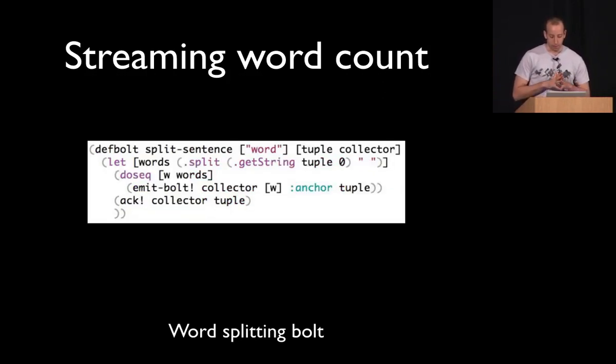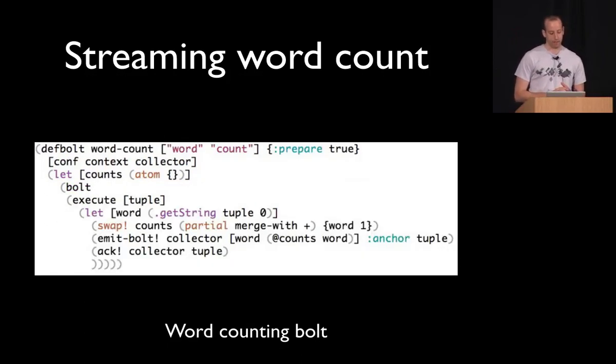Okay, so let's define our first bolt. So here's the split sentence bolt. It takes in a stream of sentences and emits a stream of words. This bolt emits a stream with one field called word. And then every time it receives a new tuple, you can see it just splits the first value of the tuple, which is the sentence, on white space. That gets the words. And for each one of those words, it emits the word as a one tuple. There's a few other things going on here, which I'm going to explain in a few minutes.